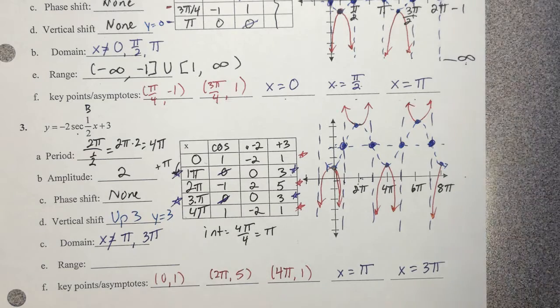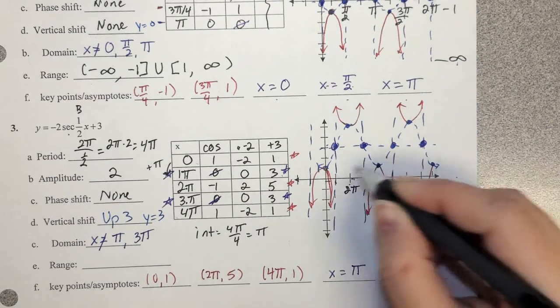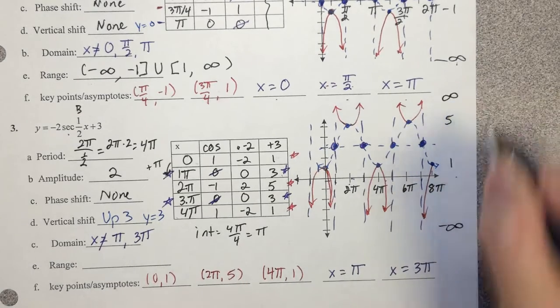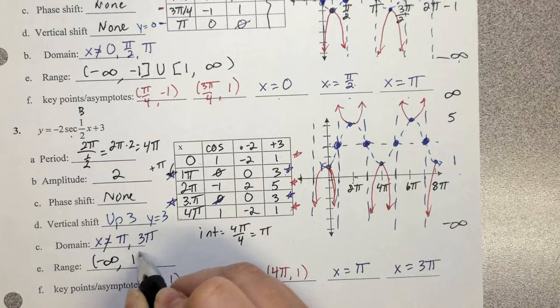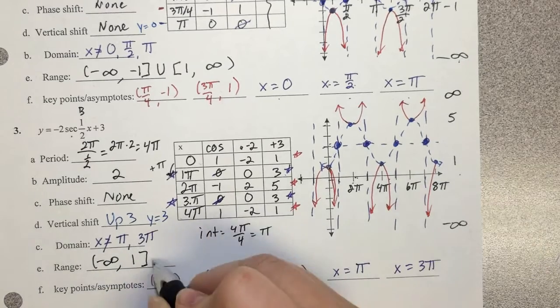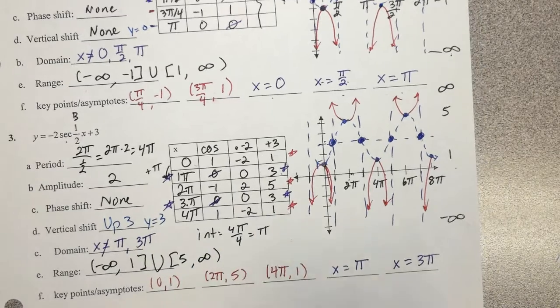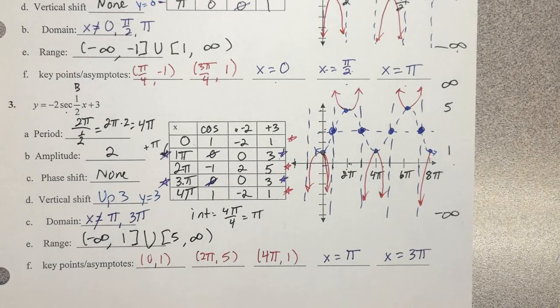And last but not least, our range. From negative infinity, cutoff here is at 1, up to 5, and then off to positive infinity. So negative infinity to 1, bracket, because I do have points, U, bracket, 5 to infinity. And there we are. All right, good luck.